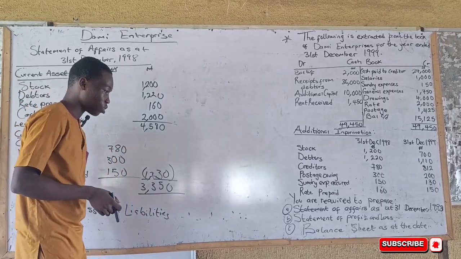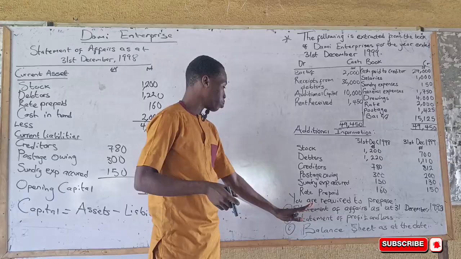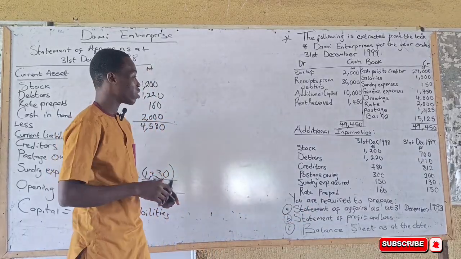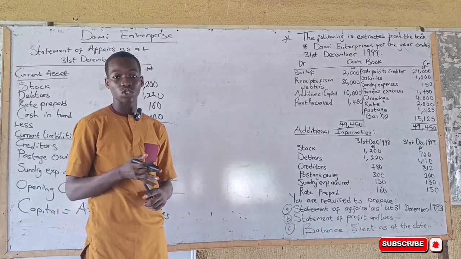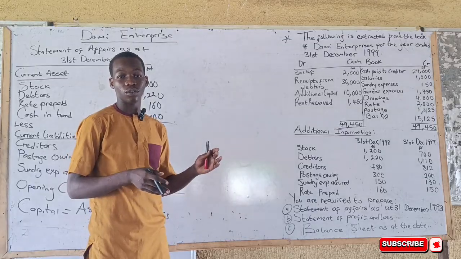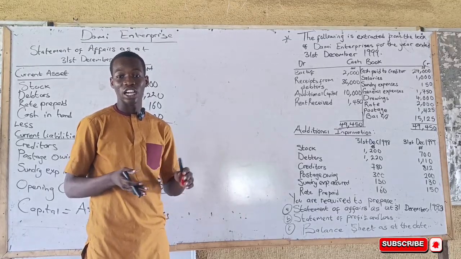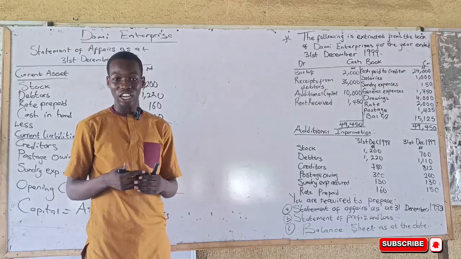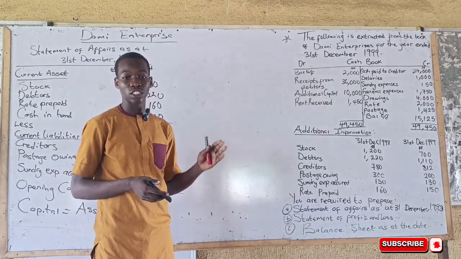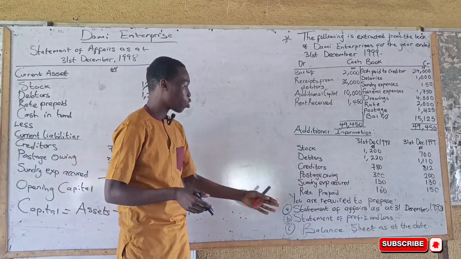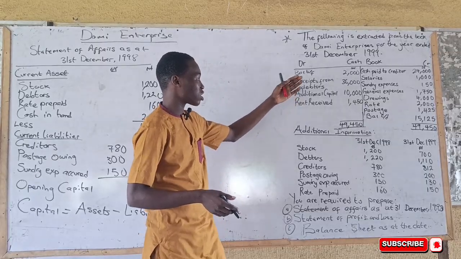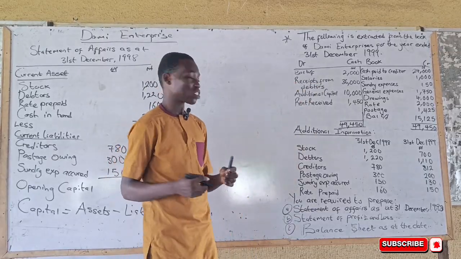So the next thing now is that we want to prepare a statement of profit and loss. One thing you should note from this question is that we are given information on how to get our sales and purchases. So we are not going to compute opening capital and closing capital, then subtract to get our net profit. But here we are going to prepare a normal trading profit and loss account, that is statement of profit and loss and other comprehensive income, because we have been given some information on our debtors and creditors, which we can use to get our sales and purchases.